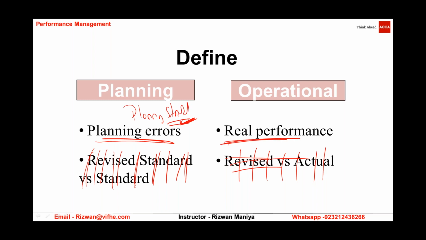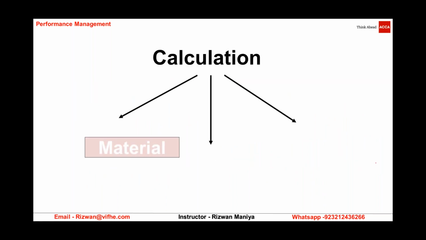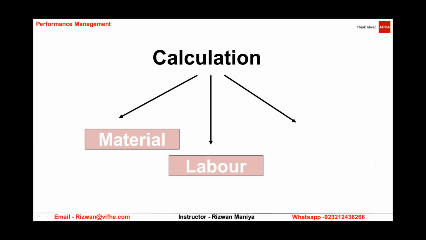Operational variance reflects the real performance of the operational managers. Who are operational managers? Production, purchase and sales can all be called operational managers. These are the people who are actually part of the operations. Planners are people who are part of the planning team. Now, three calculations come for planning and operational: one for material, one for labor, one for sales.